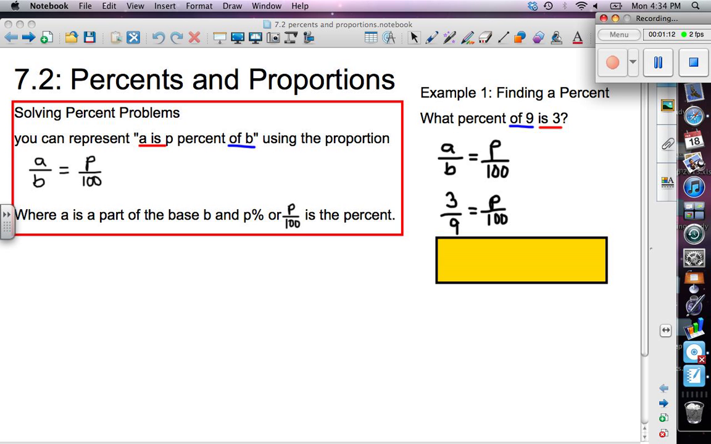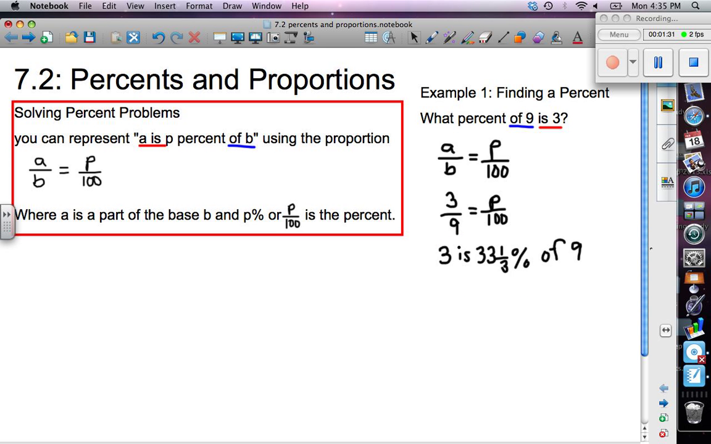So if I asked you, what percent of 9 is 3? In this case, the "of" is the 9, so that's our B. "Is" 3 is our A. So we put 3 divided by 9 equals P over 100. Now we can simply cross multiply to solve for P. So we end up getting that 3 is 33 and 1/3% of 9.